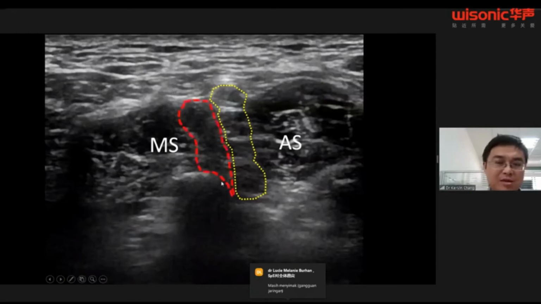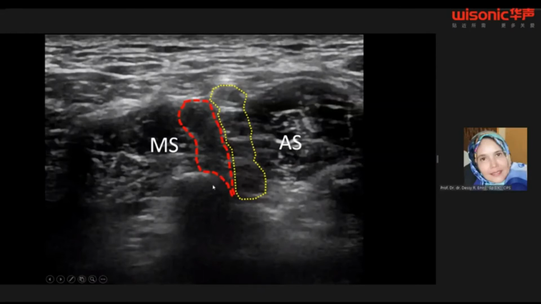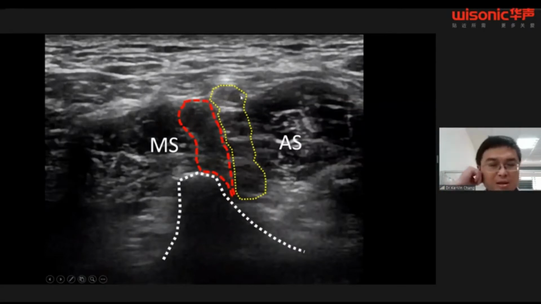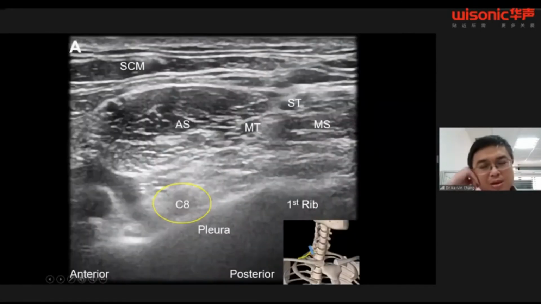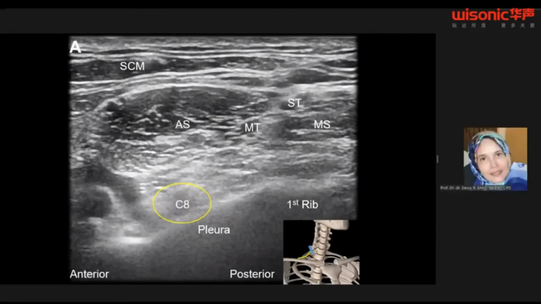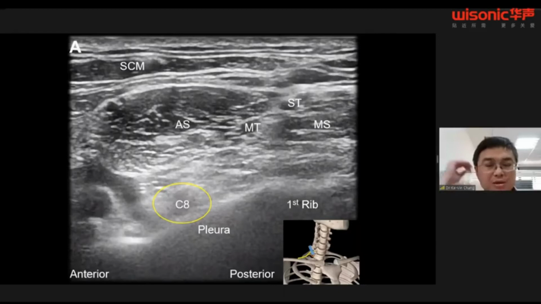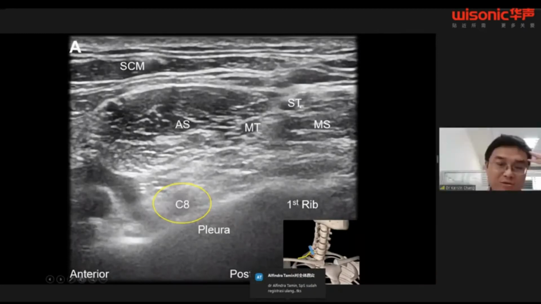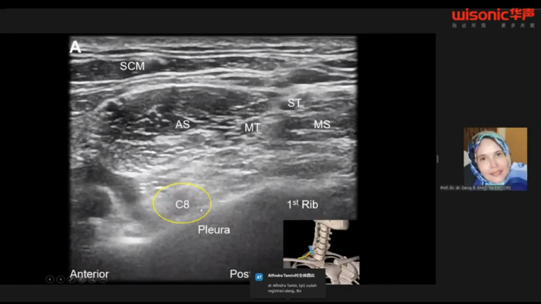So what is the ultrasound image of the cervical rib? As you can see, this is the anterior scalene, this is the middle scalene, and this is where the nerve root is. The hypoechoic shadow posterior to it is the cervical rib. Because your transducer is perpendicular to the bony structure, you only see a small shadow posterior to the nerve root.